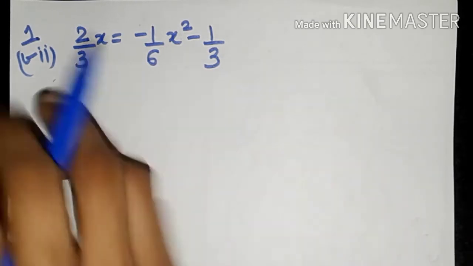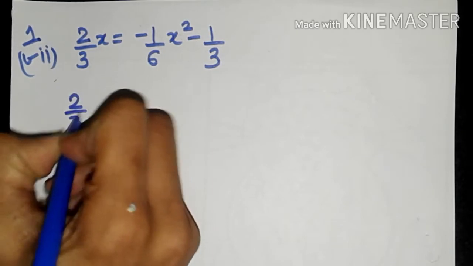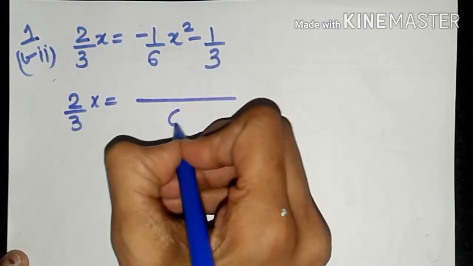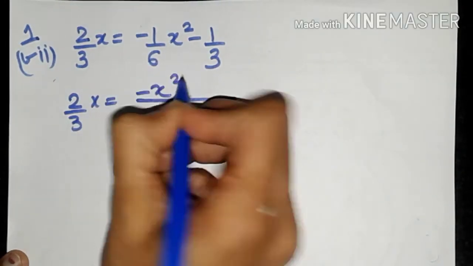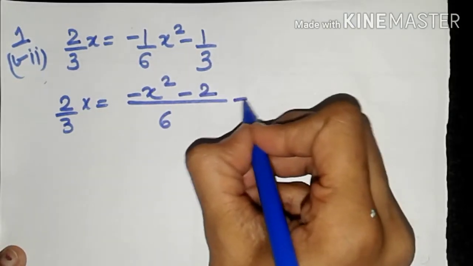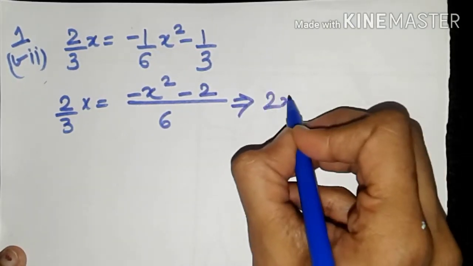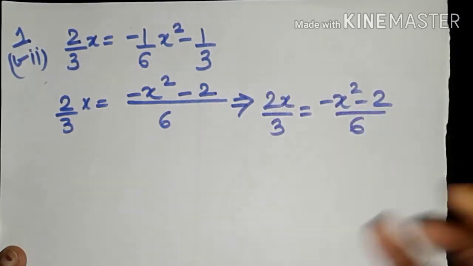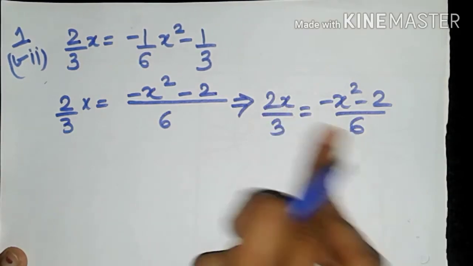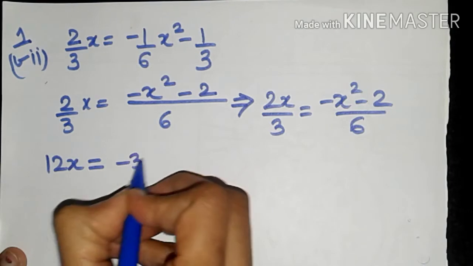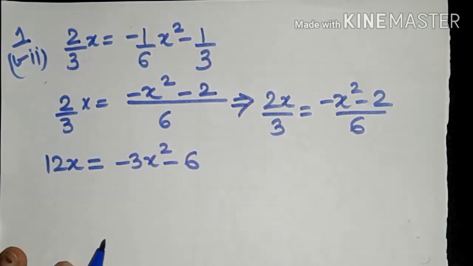Okay, so what should we do? From where should we start? So let us start with the right hand side. We'll start with taking the LCM. Okay, so I will get minus x square minus 2. Is it not? So what does this imply? I will get 2x upon 3 equal to, I'll just write it in a better way. Now we have to cross multiply. So we'll get 12x equal to minus 3x square minus 6. So this is better, is it not, than this equation.